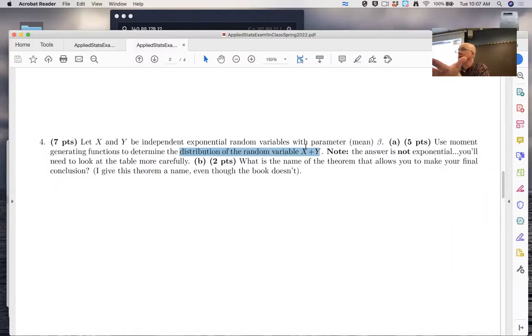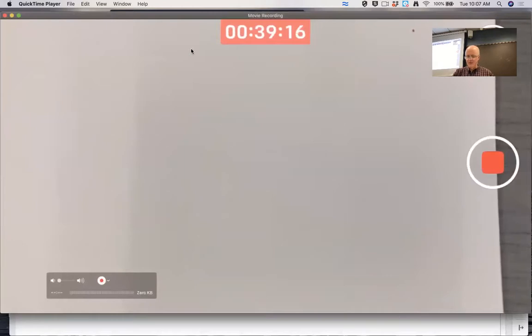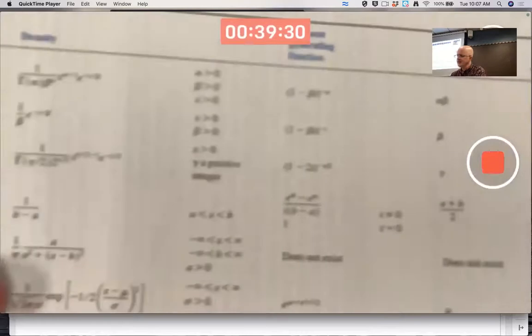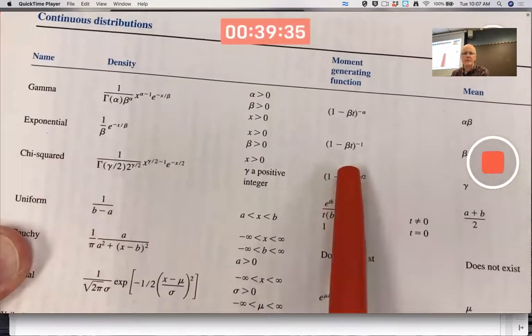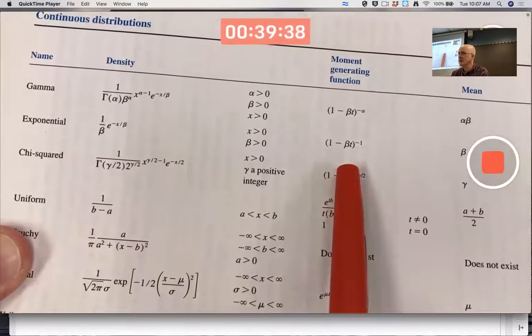So you multiply the moment generating function of an exponential by itself, effectively, is what you do. And then use the fingerprint theorem. So what you should have done, and I think most of you got this right, was to look up the exponential MGF. Exponential MGF: 1 minus beta times t to the negative 1 power.